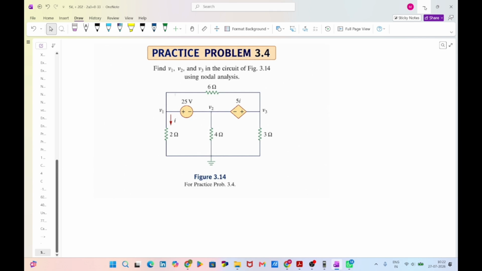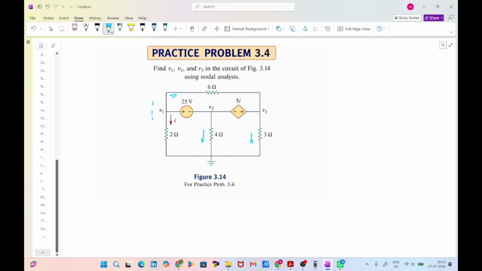Find V1, V2 and V3 in the circuit of figure 3.14 using nodal analysis. Let us solve this problem. The current here goes in this way, and here in this way, and here in this way. Let us apply a supernode to it.